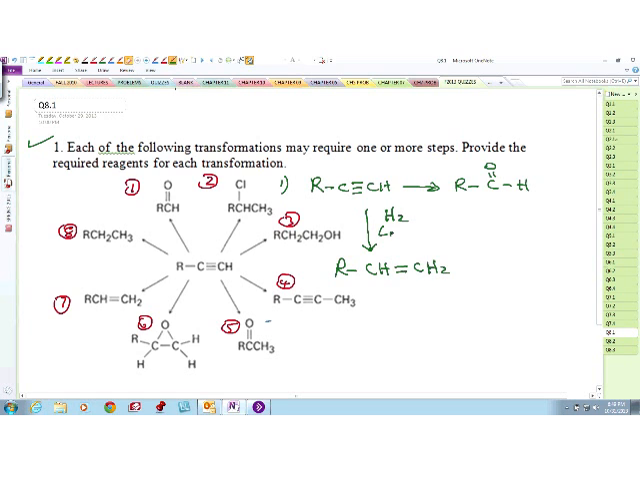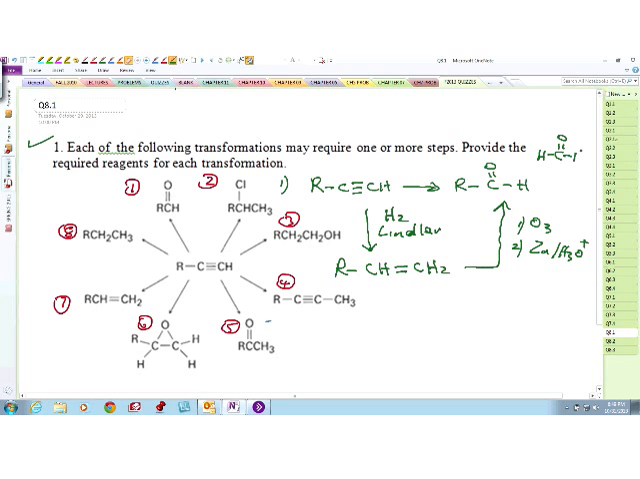Okay, so if we have Lindlar with hydrogen, that will reduce a carbon-carbon triple bond to a carbon-carbon double bond. Okay? And then if you take the carbon-carbon double bond and react it with ozone followed by zinc in acid, you get an aldehyde. Okay, in this case, this other carbon here also becomes an aldehyde.